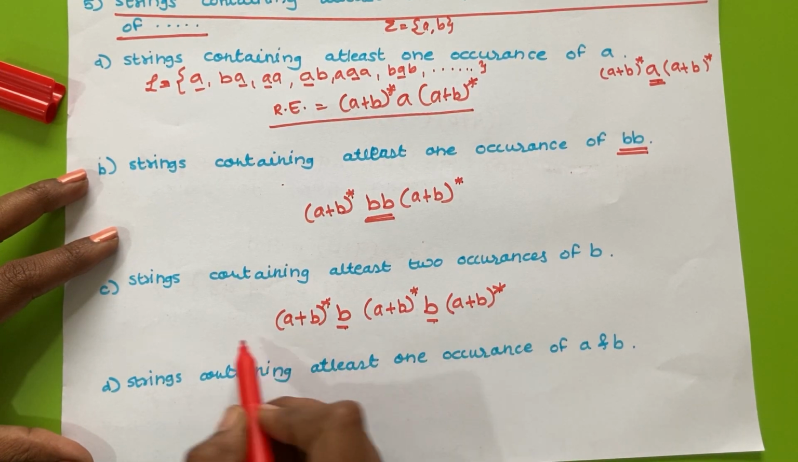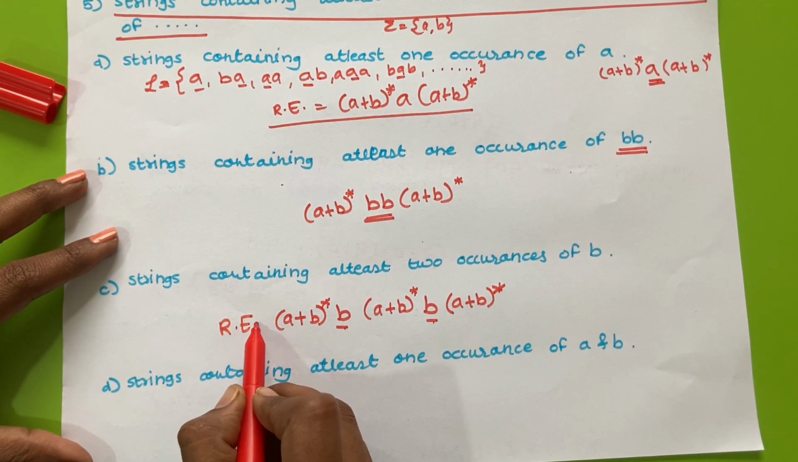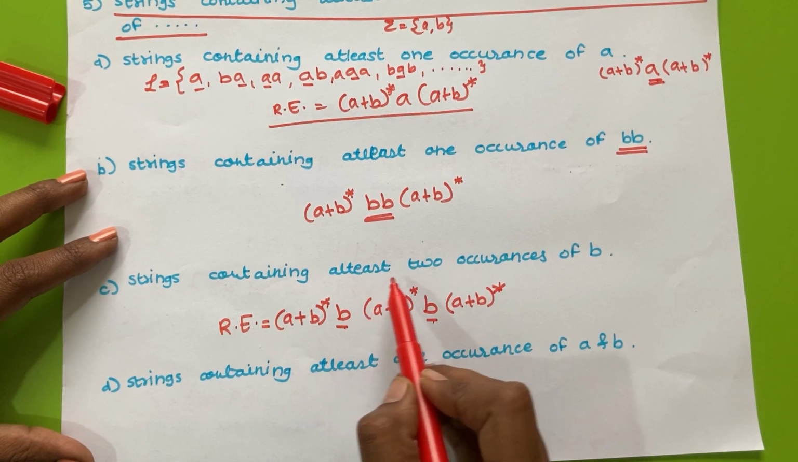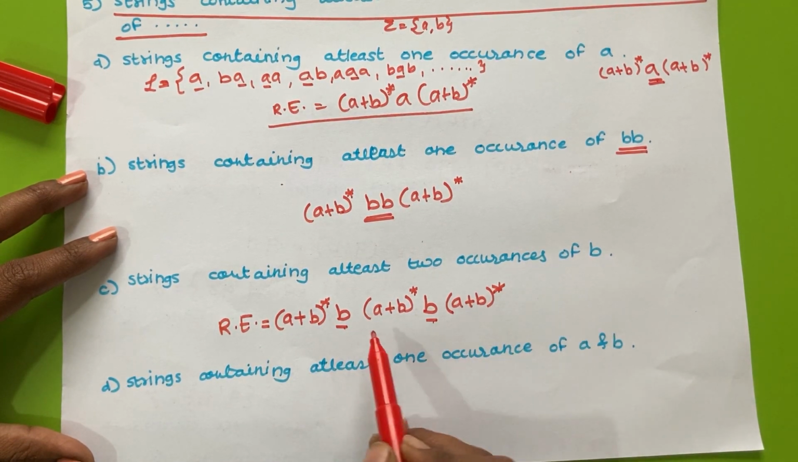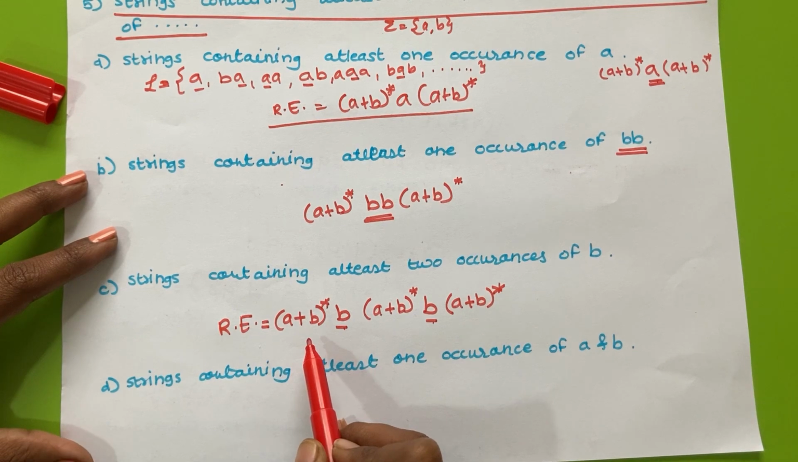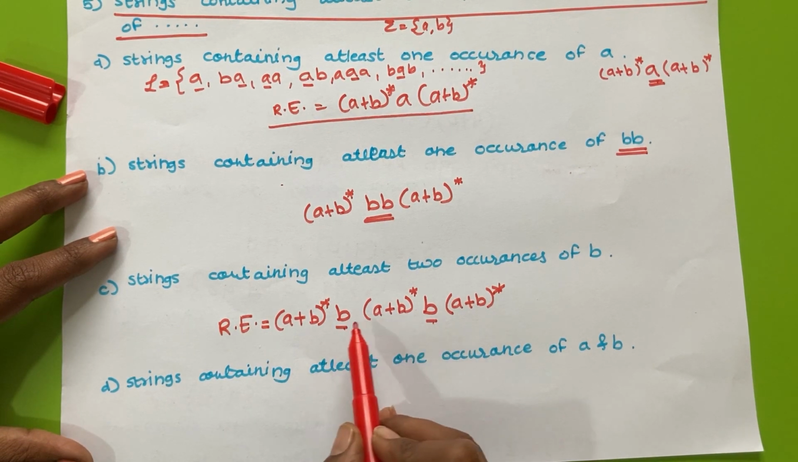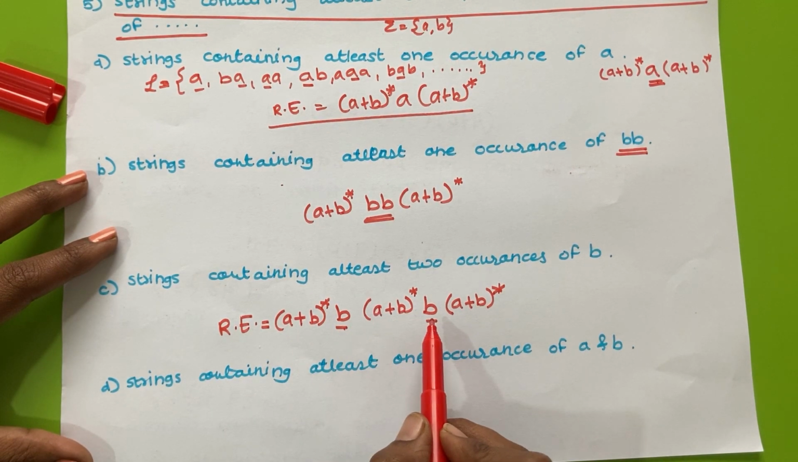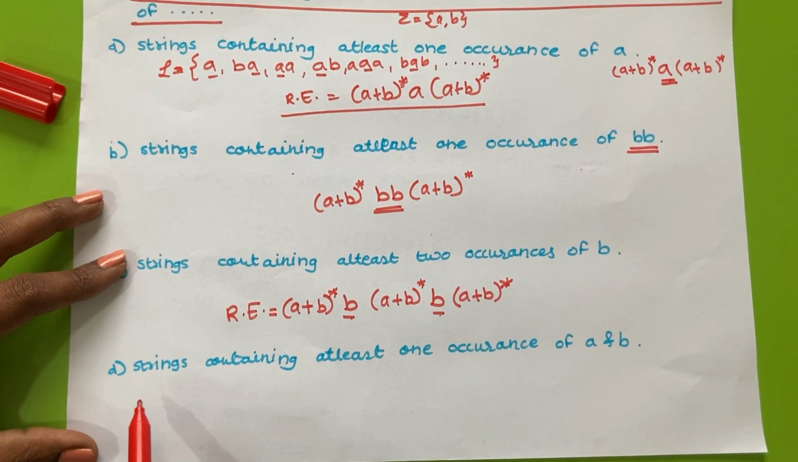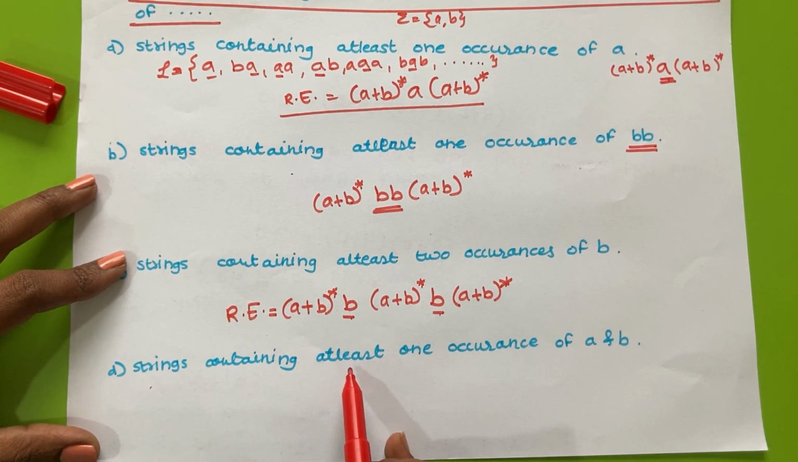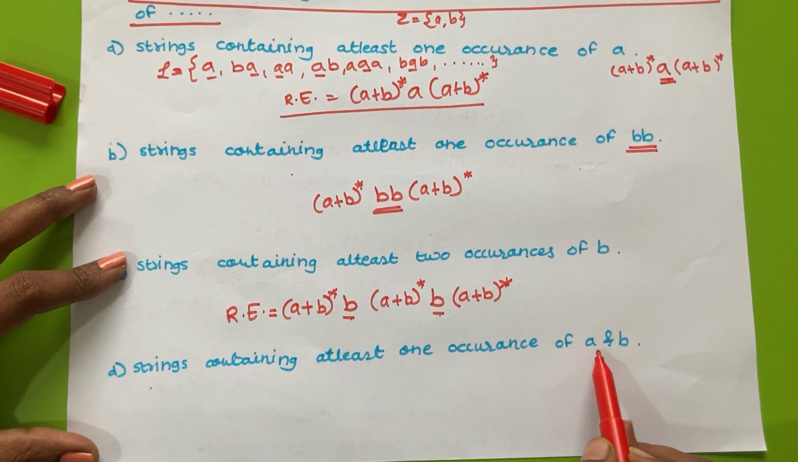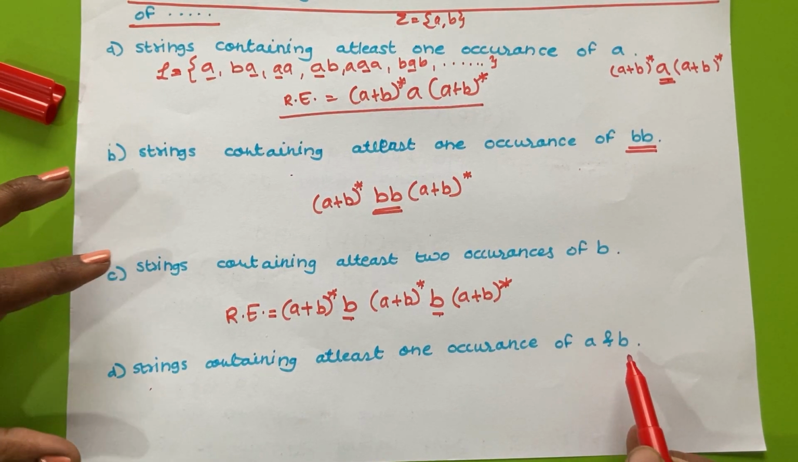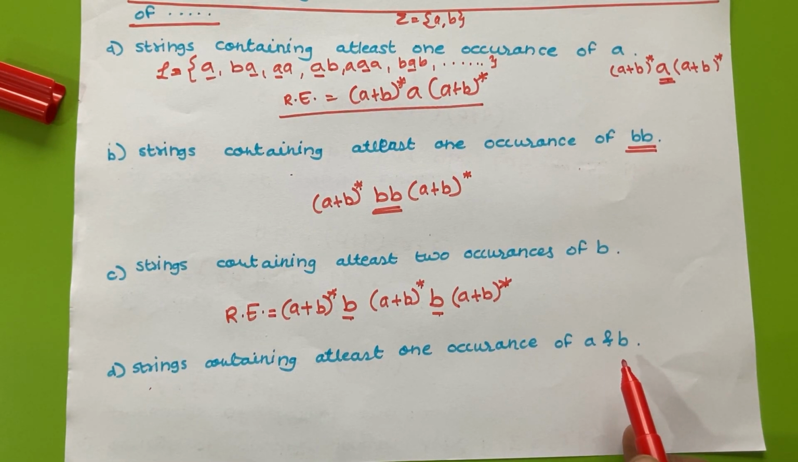Okay, so this will complete our regular expression that will contain at least two occurrences of B. Means in this total regular expression I have at least two occurrences of B. Okay, now next, the strings containing at least one occurrence of A and B. So here at least one occurrence of A and B.